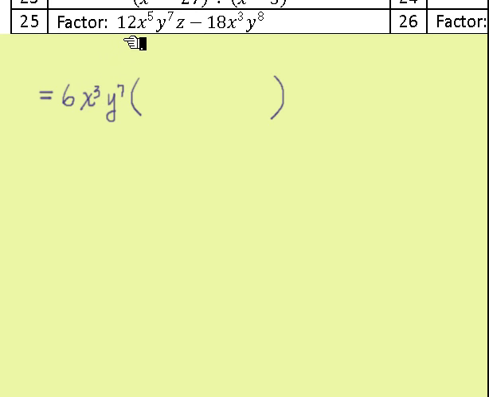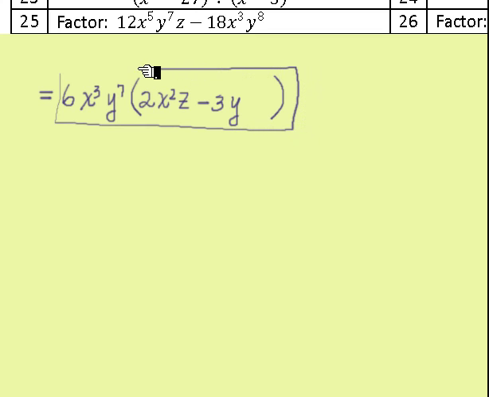If we pull out factor 6 from 12, we're left with factor 2. From x to the 5th, pull out x cubed, and we're left with x squared. From y to the 7th, we pull out y to the 7th, and the z is left inside. From 18, we pull out factor 6, we're left with factor 3. The x cubed is pulled out, and from y to the 8th, we pull out y to the 7th, and we're left with y. And this can't be factored further.